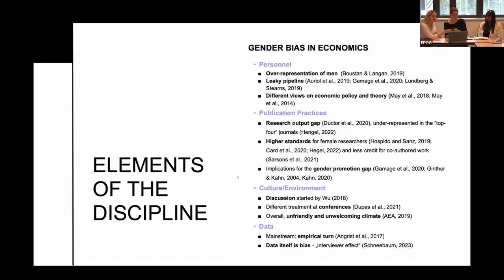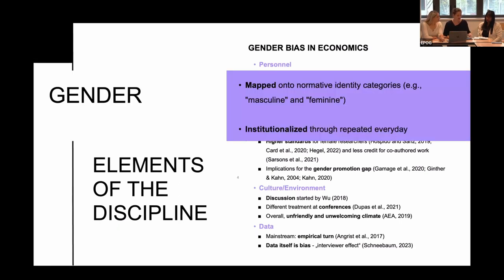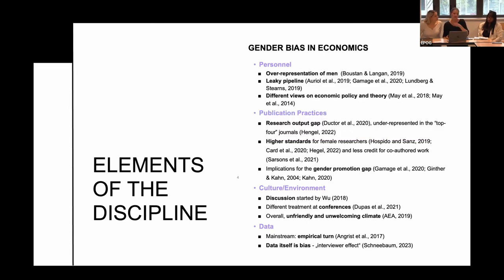So Professor Schneebaum already talked a lot about that, so we'll try to be brief, but she identifies and builds on a concept used by Nelson in 1995 and identifies different elements of the discipline. For example, personnel, as we've heard, there's a grave underrepresentation of women, the leaky pipeline that was already explained by our presenter, and also, which is really important, why this underrepresentation is crucial, because as authors like May have found, female and male economists tend to have different views on economic policy, on economic theory, and that of course then matters when we have this underrepresentation. This also of course accounts for other intersectionalities and not just for female and male.